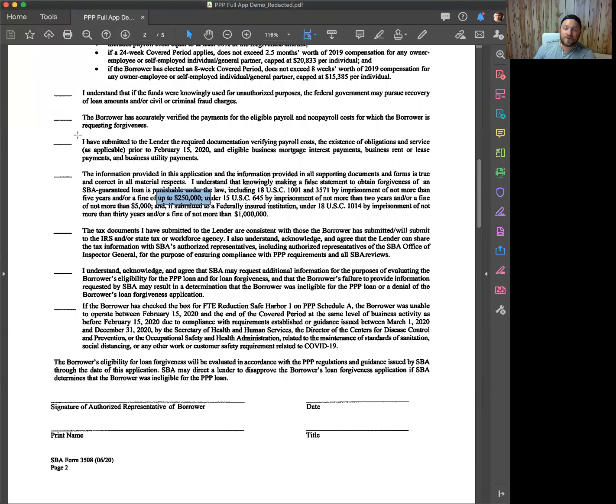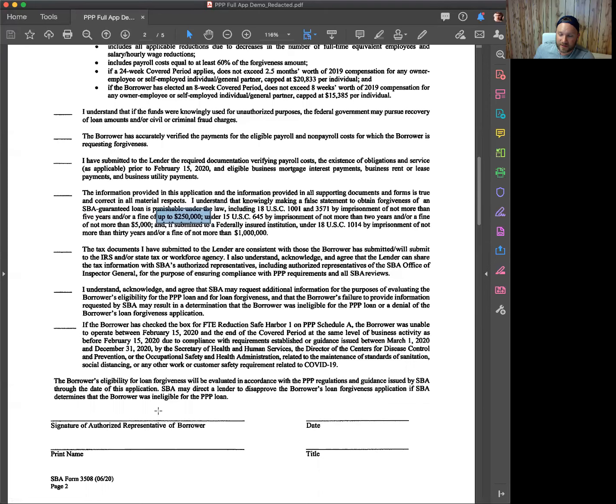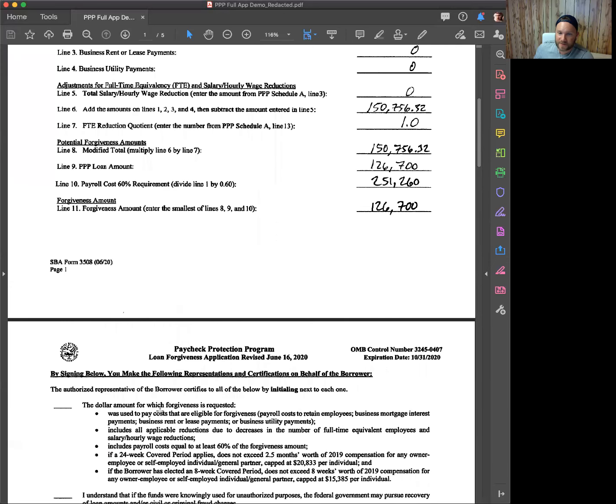So read these through in great detail. Be careful about what you're signing. Make sure that you understand each of them as you initial on these boxes. You're going to sign off on all these and say that they're accurate, they're truthful, you understand the consequences, and then you're going to sign, print, and date and title. All right, that's page 2.